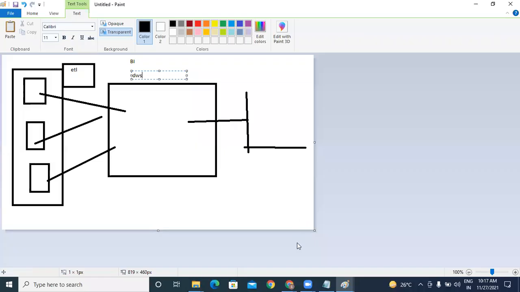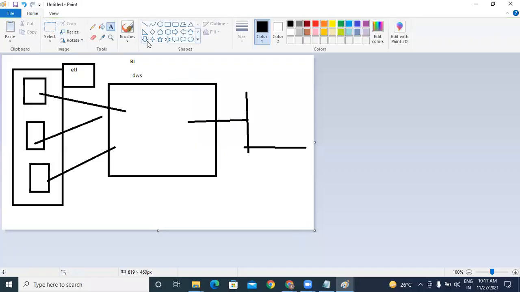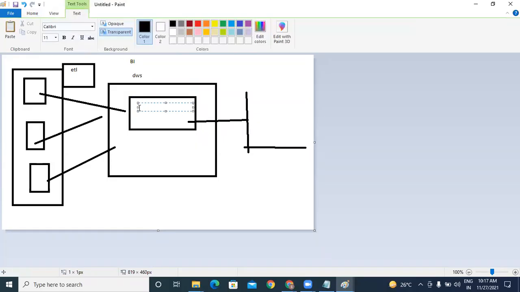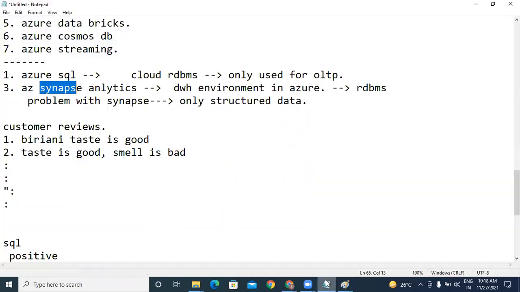I'm expecting two things. One weapon to capture structured data. Especially in this case, can I go with Synapse if my requirement is only structured? Yes, if my requirement is structured, yes. But a lot of my data is unstructured.